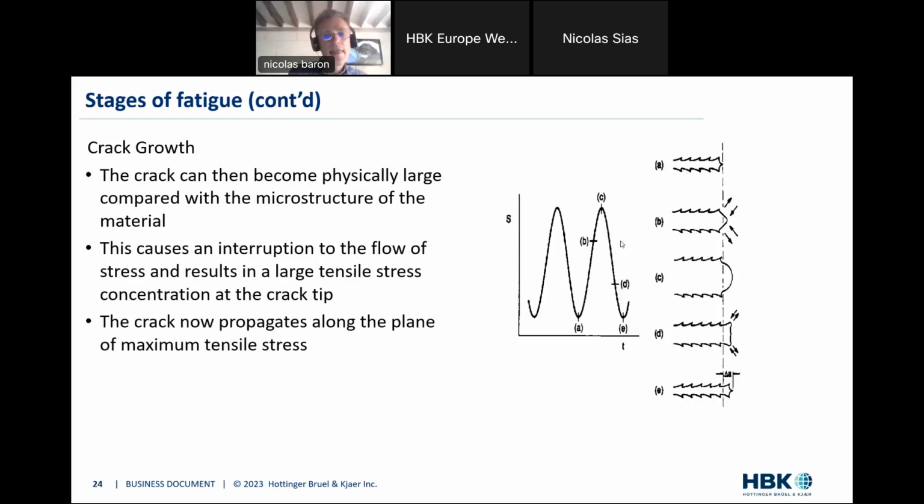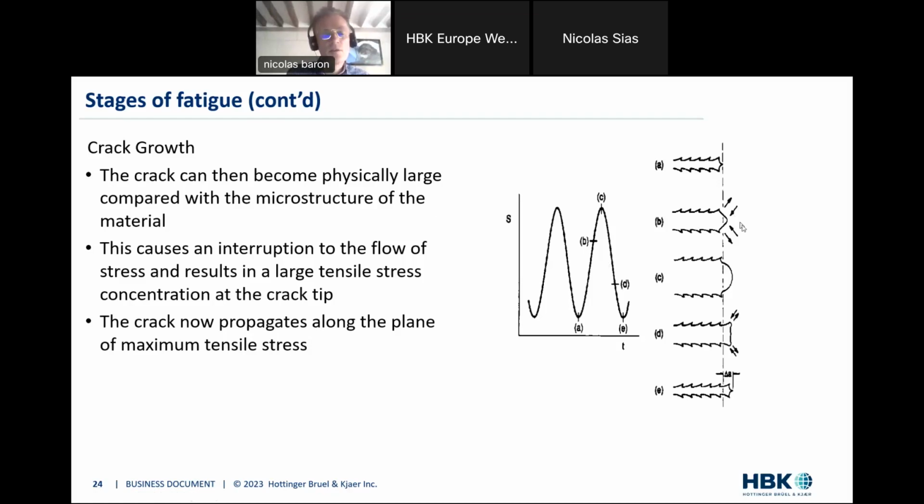So that's how fatigue is starting, and then once we have sufficient energy, the crack might become physically large compared to the microstructure of the material, and so there is some energy change within your component. The flow of energy is modified due to these intrusions or extrusions in your design, and the result of this will be that there will be a concentration of stress at the crack tip, and having such a concentration of stress will make it such that the crack will in turn be able to propagate along the plane of maximum tensile stress. So that's the stress concentration at the crack tip that will be responsible for the propagation of the fatigue defect.